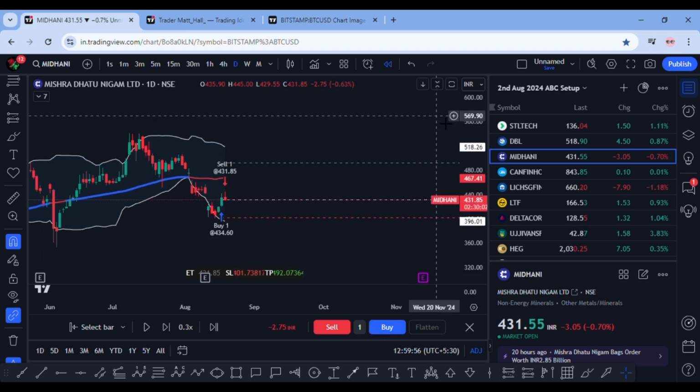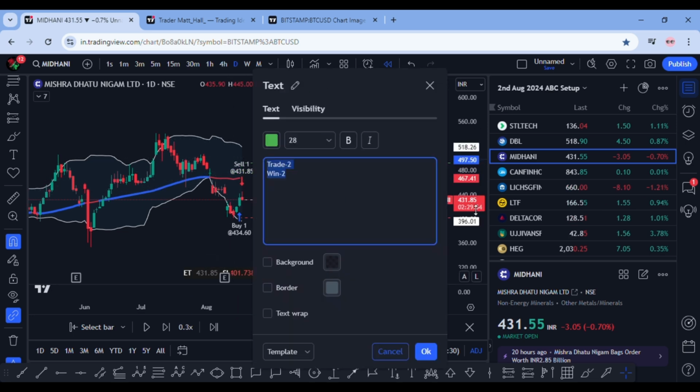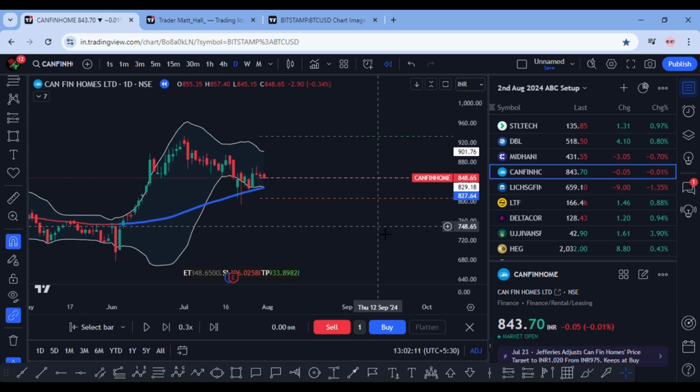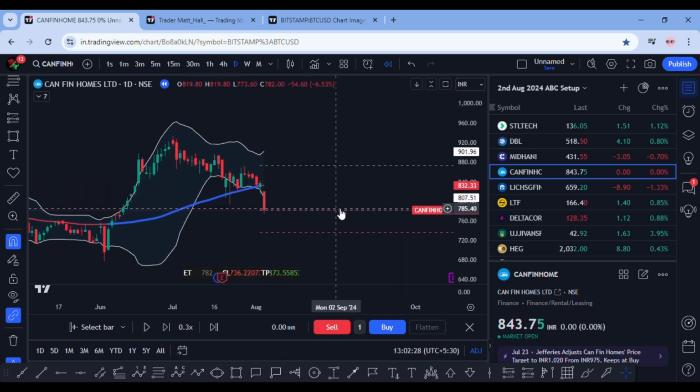Moving on to our fourth prediction, which was Can Fin Homes Limited. In this trade, the market wasn't able to break the bullish candle, so we're staying on the sidelines. As always, no setup means no trade. It's important to remain patient and wait for the right conditions before making a move.